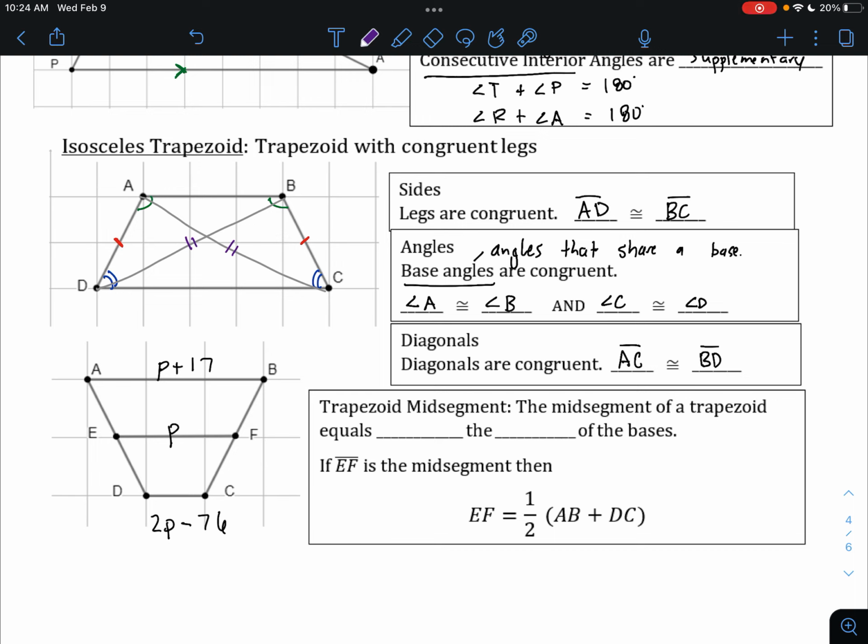And there is a formula that we use to describe the midsegment. We know that the midsegment of a trapezoid equals half the sum of the bases. It equals half the sum of the bases. So basically, if we know EF is the midsegment, then that's equal to half of AB plus DC.